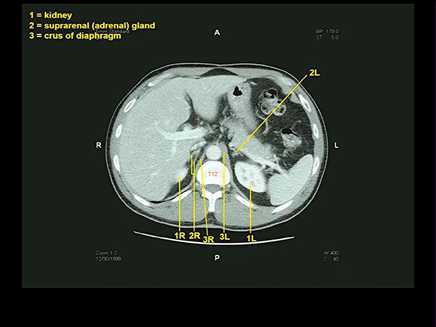So 1R and 1L are the kidneys. 2R and 2L are the suprarenal glands. You haven't seen them yet. You'll see them in dissection today, all right?